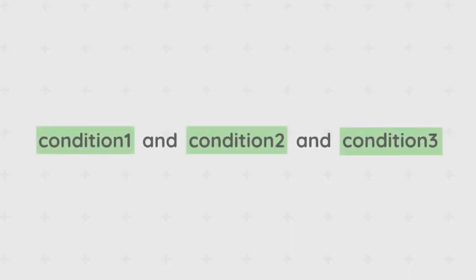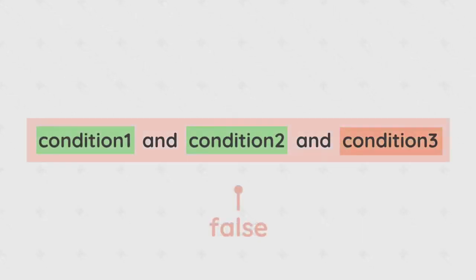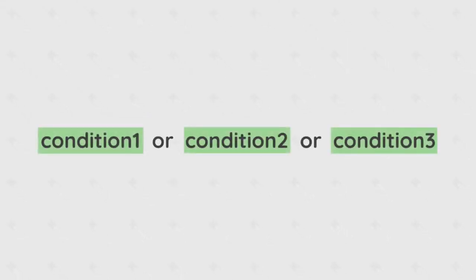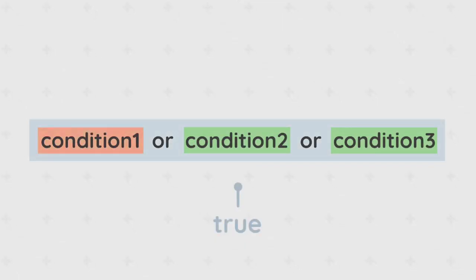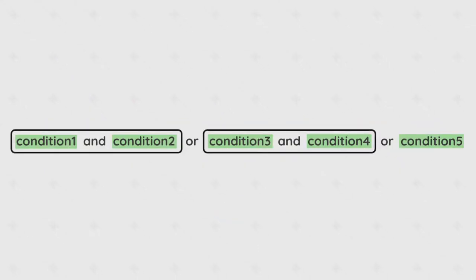Let's look at an expression with the and statement. This expression can only be true if condition 1, 2, and 3 are true. Now let's look at an expression with the or statement. The expression is true if any one of the conditions is true. Now let's look at an expression with both the and or statement. The expression can be seen as though all the AND conditions in series are combined together.